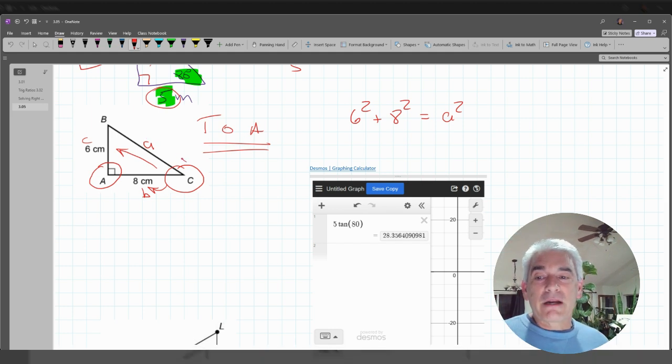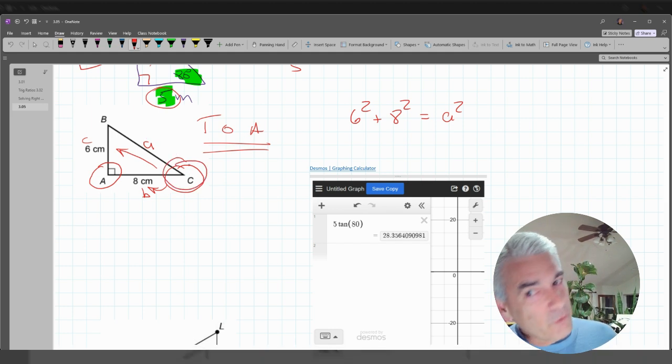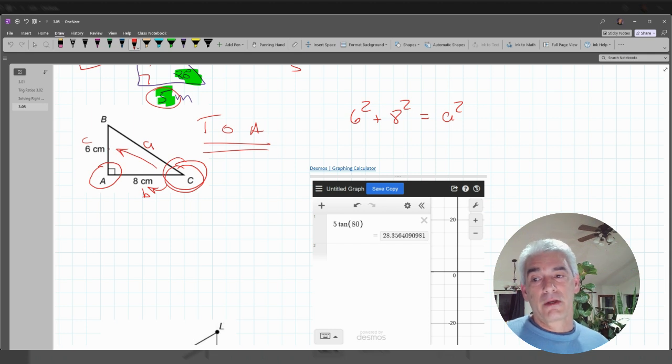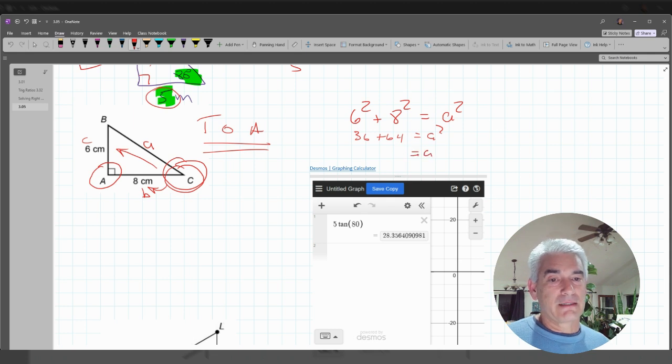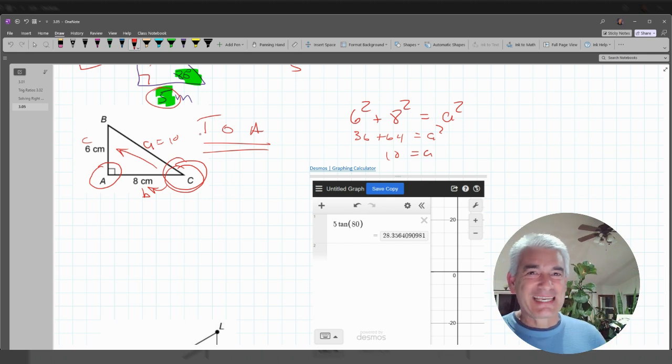Okay, so if I'm trying to find C, trying to do the least amount of work, tangent's appropriate here. Let me finish this out. 36 plus 64 equals a squared. A is going to turn out to equal 10. So now that I know that this is 10, I could use sine. I could use cosine. But we usually like to use the given information. We're less likely to use incorrect information if we do that.